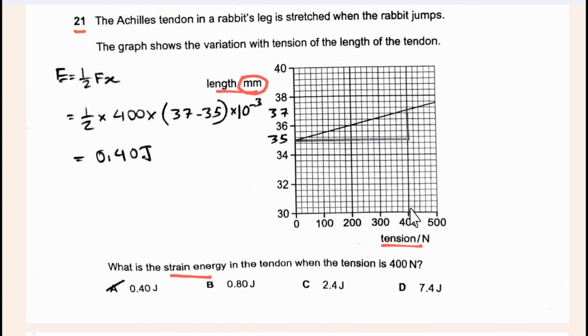So when the tension is 400 Newton, what is the strain energy? We know that strain energy is the same as the elastic potential energy, and elastic potential energy is equal to half Fx or half kx square. Since we know the value of force is 400, and from the graph we can see that the extension comes to be 37 minus 35, and we must convert it to meter, so half Fx, our elastic potential energy or the strain energy comes to be 0.40 joules. So the answer should be A.